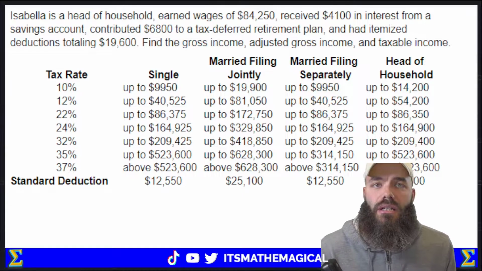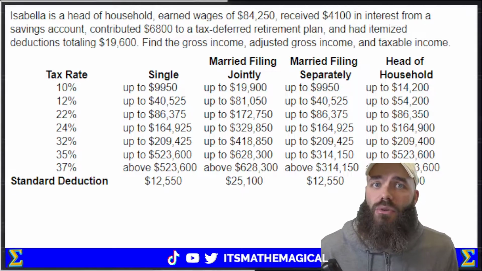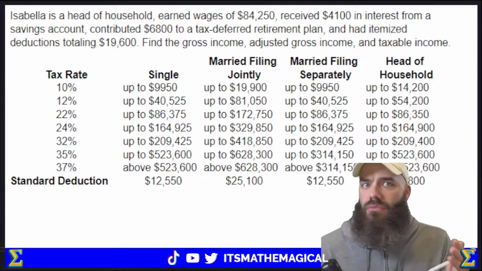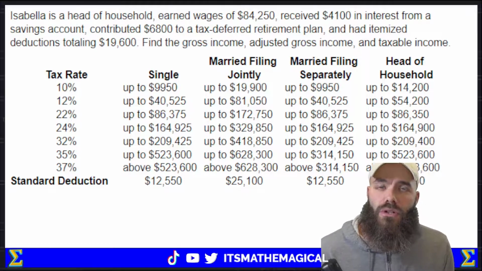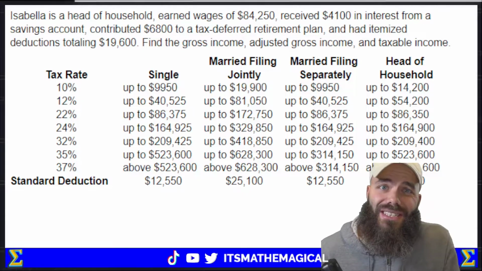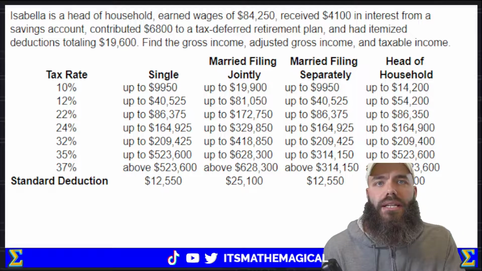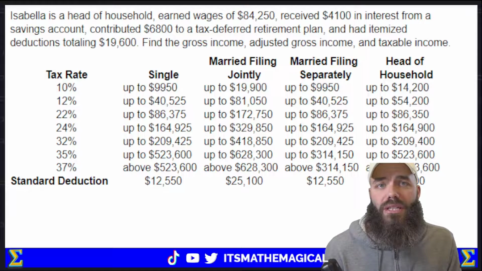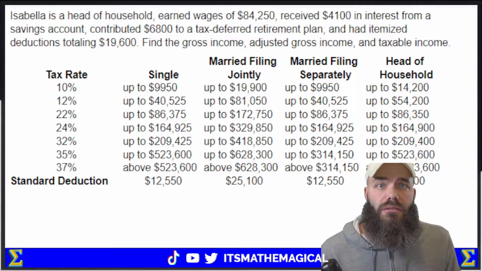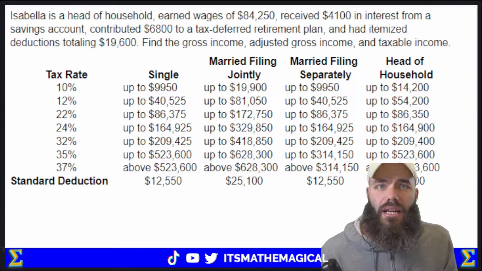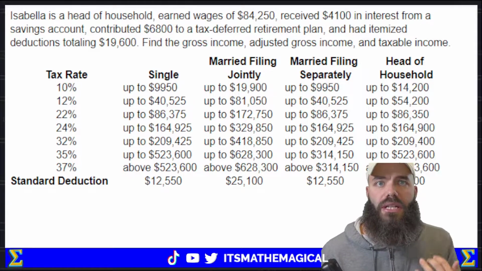So to find Isabella's gross income, now your situation may be more complex than this, but given the situation we have, gross income is going to be basically all the money that is coming into you, your earned wages, interest in this case, things like that, where you have brought in money. Money has come into you.